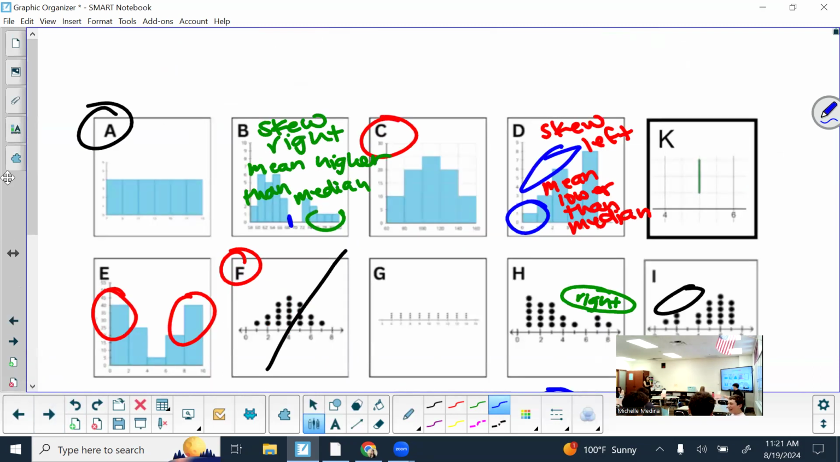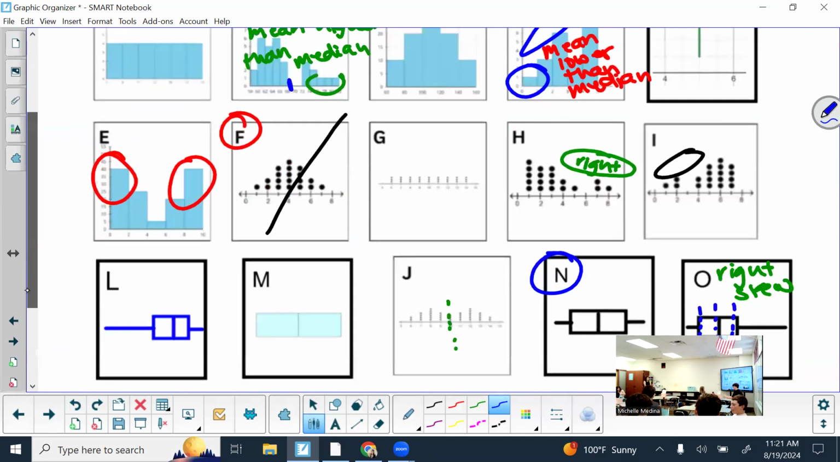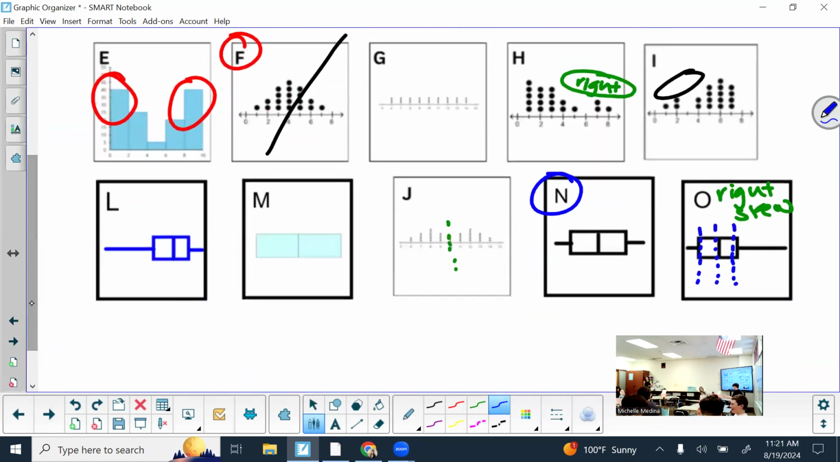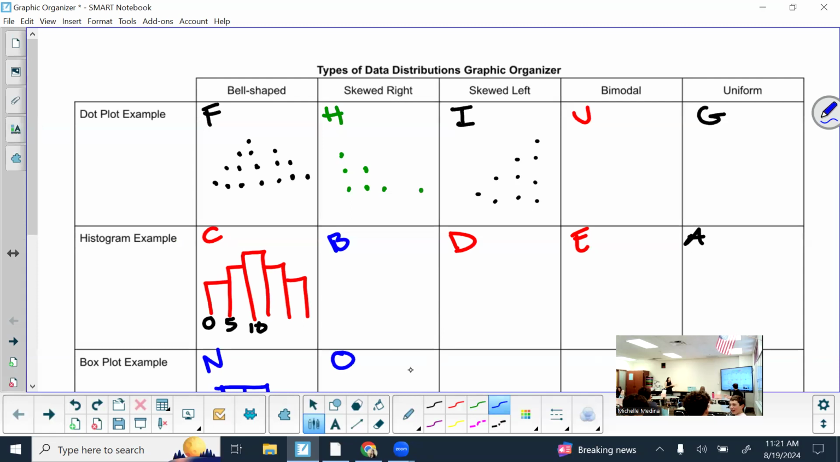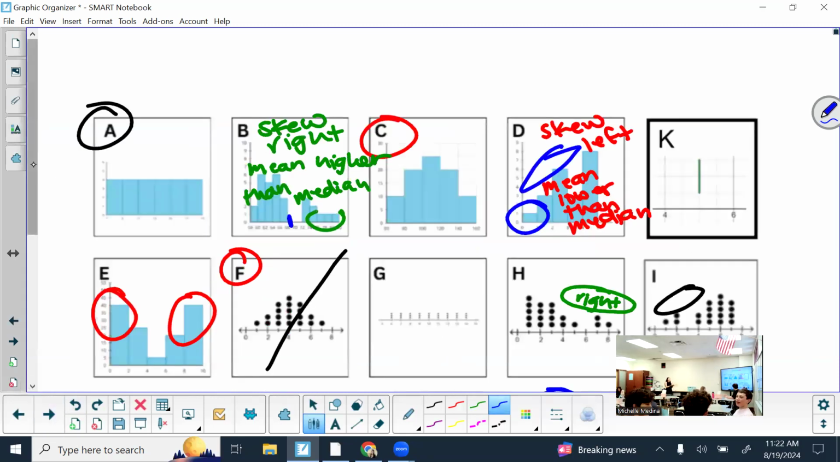Let's see, Cameron B. Which one would be our left skewed box plot? Okay, good. It's like the opposite of our right skewed one. This one has it more spread out on the left. So L is our left skew. Okay, now here's the tricky one.